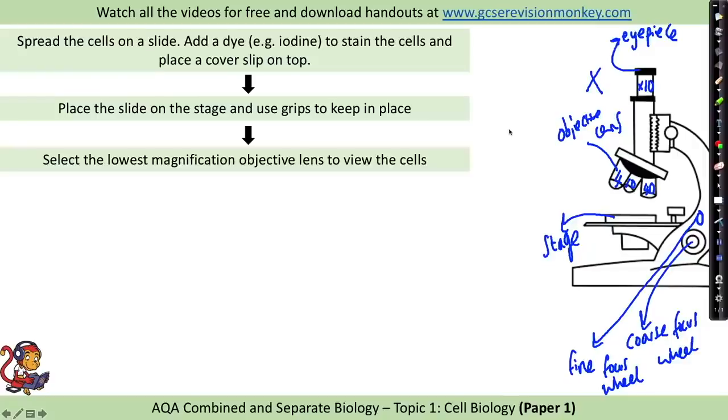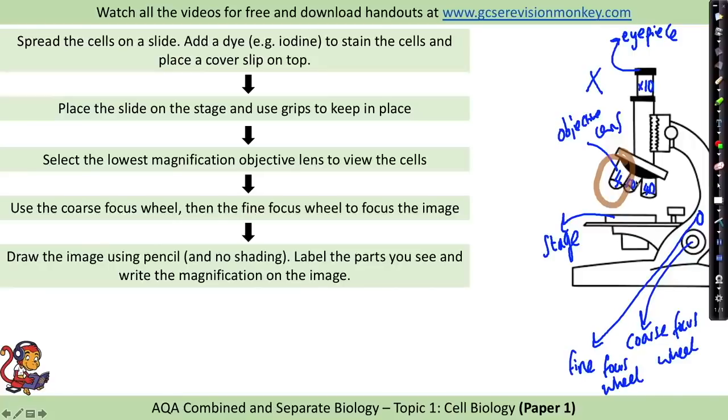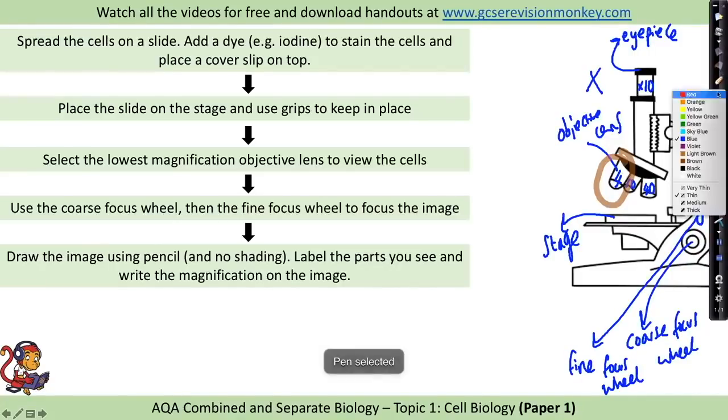Select first the lowest magnification objective lens to view your cells. So for example, in this case, we'd make sure we start off with 4 times 10, which is 40 times magnified. We use the coarse focus wheel and then the fine focus wheel to focus the image. And we would then draw the image using a pencil and no shading of any of the subcellular parts.